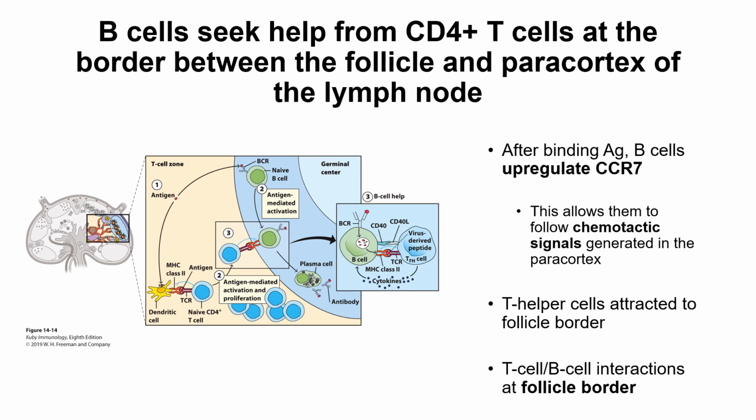The B cells, their behavior also changes. And remember, these need 2 signals to become fully activated, engagement with antigen and with a helper T cell. So after binding antigen, B cells upregulate CCR receptor 7. This allows them to follow the chemotactic signals that are generated in the paracortex. So these B cells are actually going to migrate from the follicle toward the T cell zone.